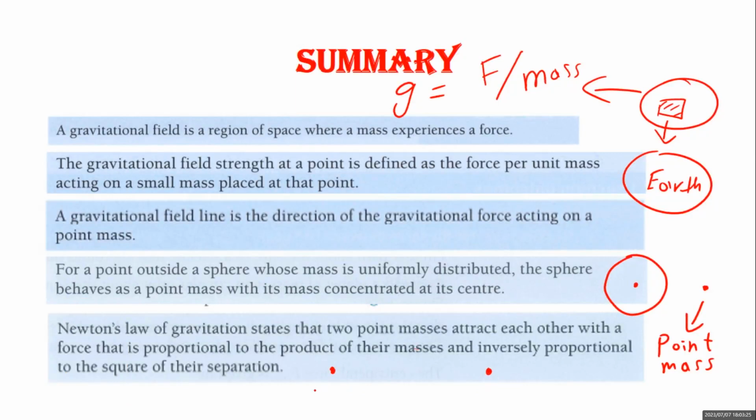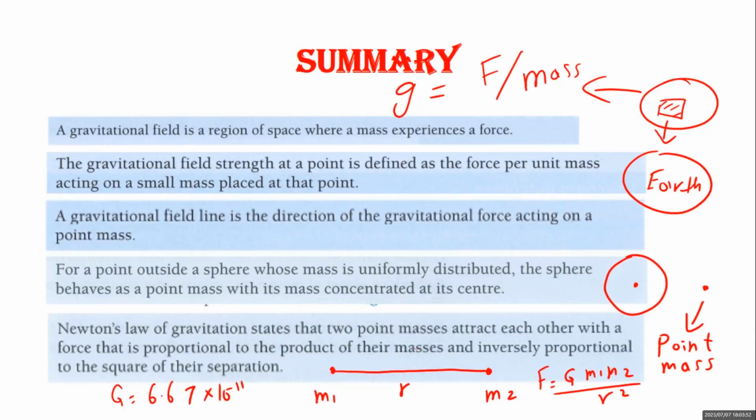So we should know the mass of each of these point masses, and we should know the distance between these two point masses, that is represented by r, and we should know the value of G, that is 6.67 into 10 raised to the power minus 11. So we can use the formula F equals G m1 m2 over r squared to find the force present between these two point masses. And we know that this force will be directly proportional to the product of their masses, whereas it will be inversely proportional to the square of the distance between them.